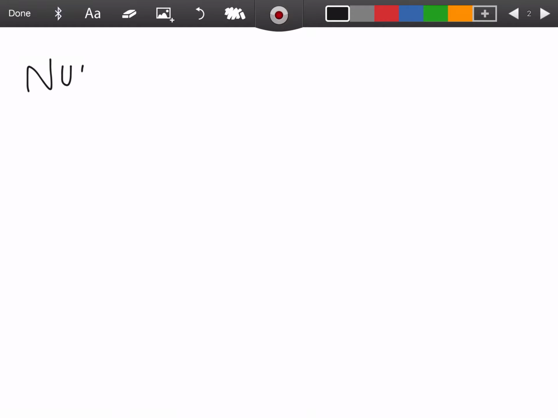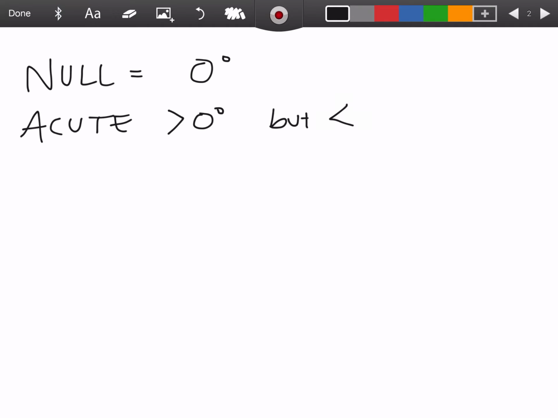Null is 0 degrees, so no rotation whatsoever. An acute angle is an angle that is less than 90 degrees. So greater than 0 degrees, but less than 90 degrees. Generally it'll look something like that.